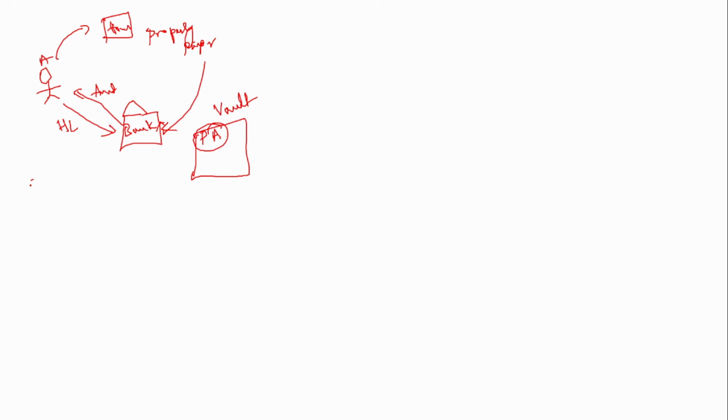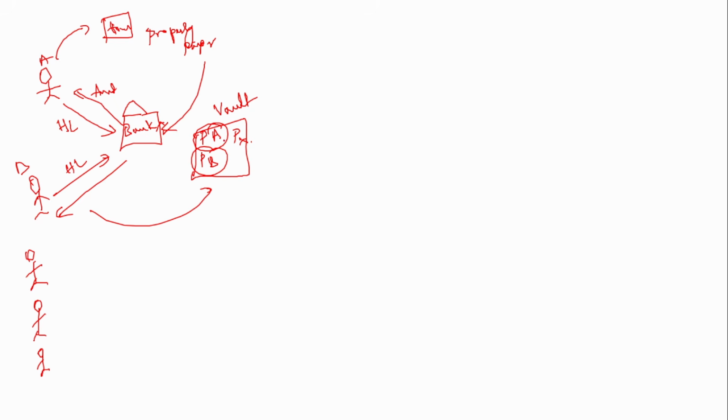Okay, similarly there is another customer B. He has also requested for a home loan. The bank has provided the home loan and the property paper is stored in this vault. And there are multiple persons like that who have requested for the loans. Okay, the same procedure happens and the property papers of those people are stored in this vault.